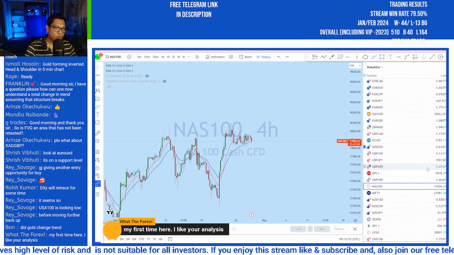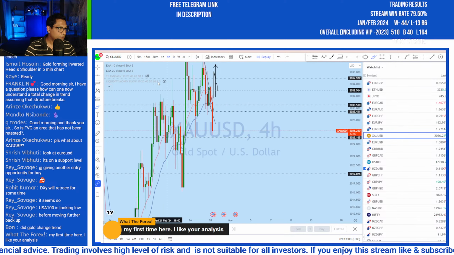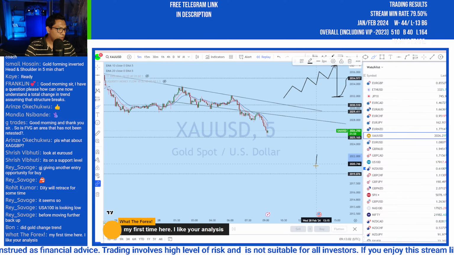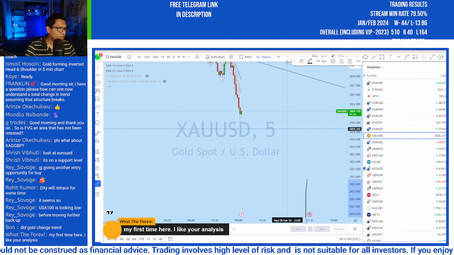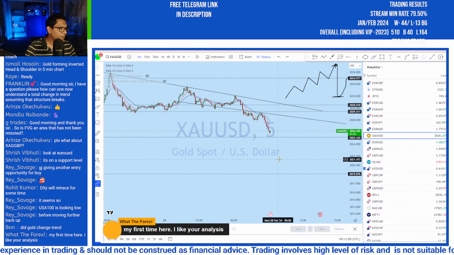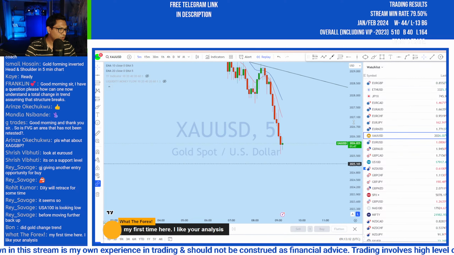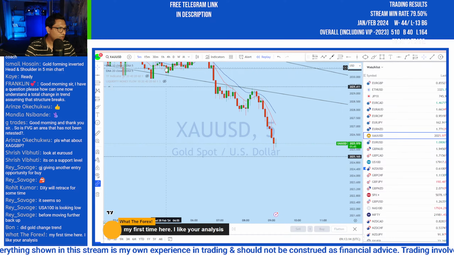So let's now look at what we see on gold. Okay, so what do we see in that area? Looking at the lower time frame, it's trending downside. Chances for the downside are very high.